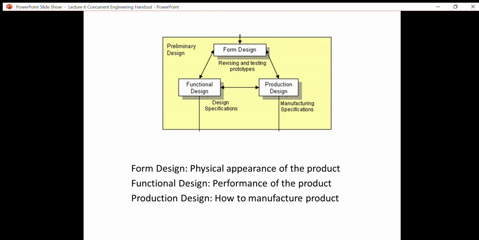After they approve the FS, the management will instruct the design section to form the product design, the production design, and to see the functional design. This process will be one cycle. After they form the design, they do the production design and the functional design, and again see the form design. So the reversing and testing of the prototype they will conduct here, and after that they do a production design.